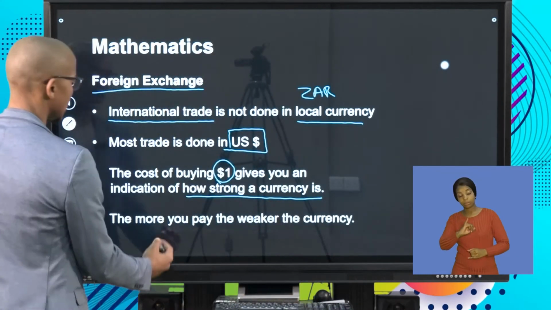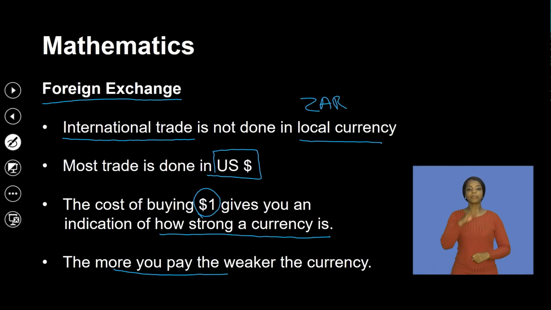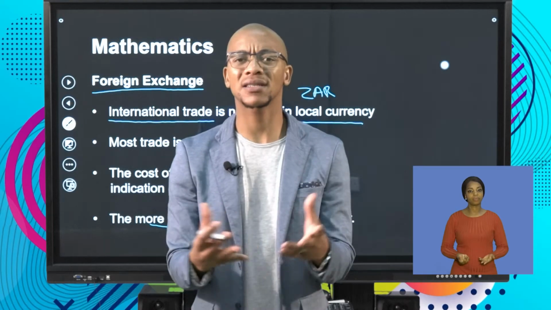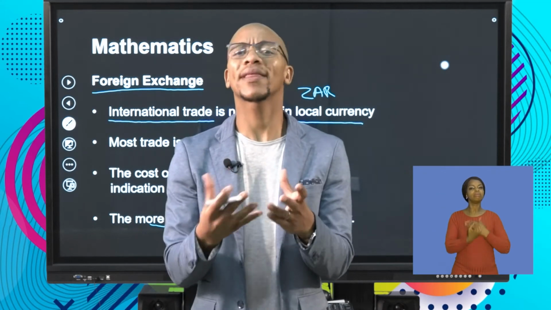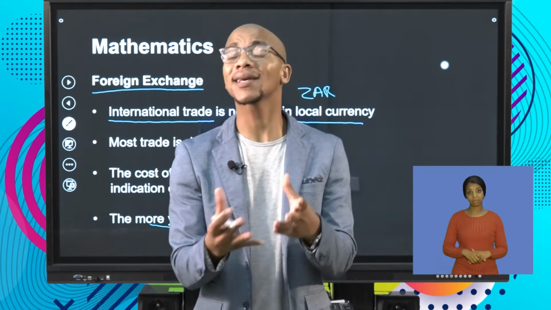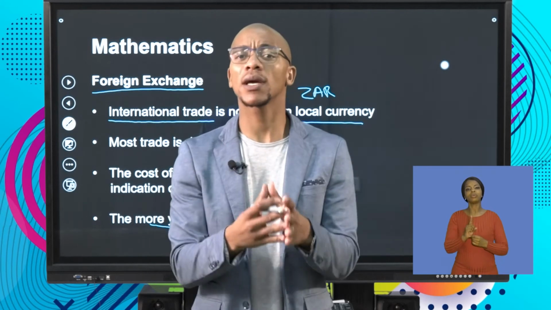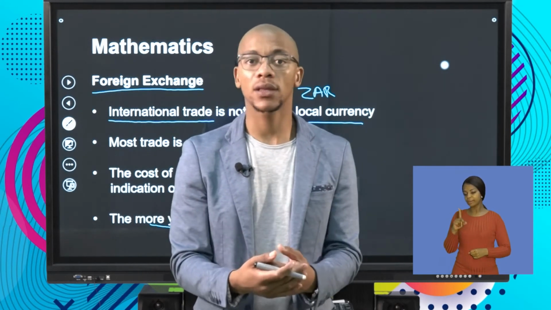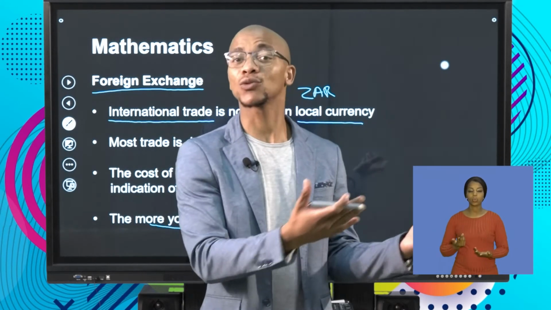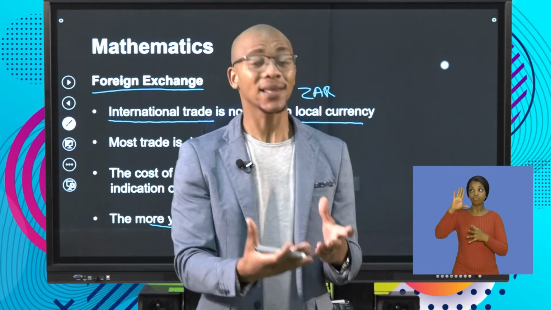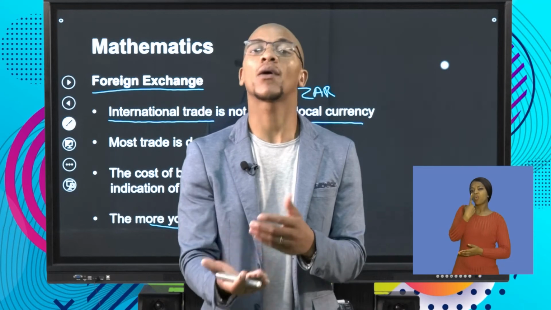It means that the more you pay, the weaker the currency. Now, in the past months we've been dealing with things like COVID-19. What that has done is it has weakened our currency. Hence, we're actually buying $1 with 17 rands. It has gone to that particular price. So that was quite a big increase in terms of our exchange rate.